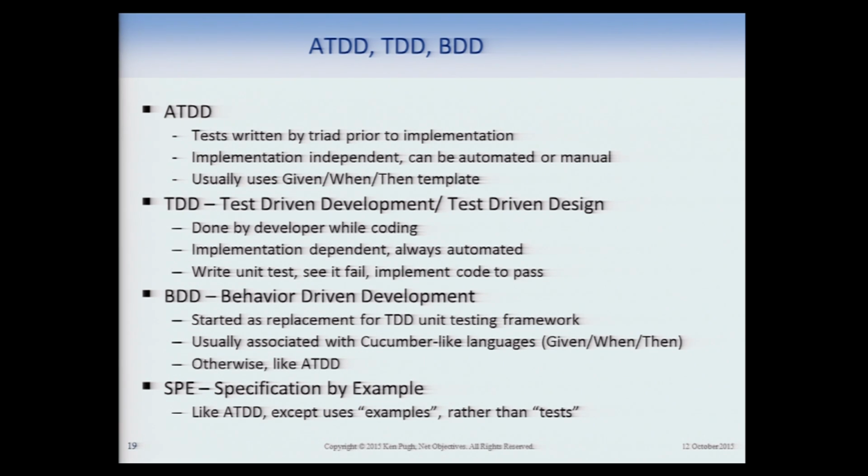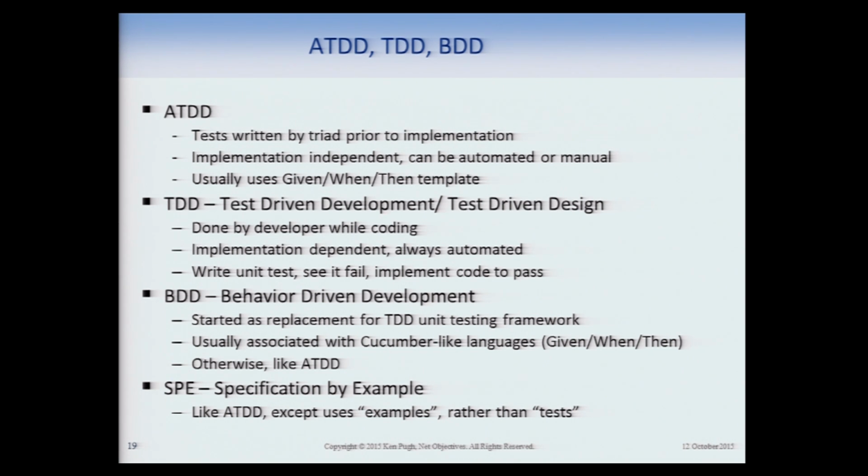Now, there are 2 different terms that are used: acceptance test-driven development and behavior-driven development. And we also have TDD in there as well. So this is just a brief summary of their differences. ATDD, everything's written prior to implementation. We're going to be using a given-when-then, but the key is they are implementation independent. We don't care whether it's written in C#, .NET, or Visual Basic, or even BASIC. It's still the same test.